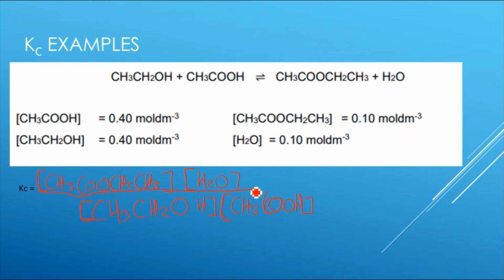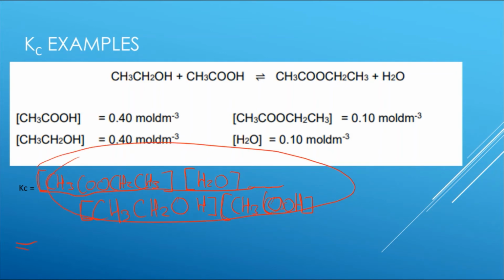So none of these have any coefficients of more than 1, so that's why I don't need any powers in this. So then we would write the values. We've been given the concentrations for all the reactants and the products. So what we do is we simply replace the concentrations with all of the reactants and the products.